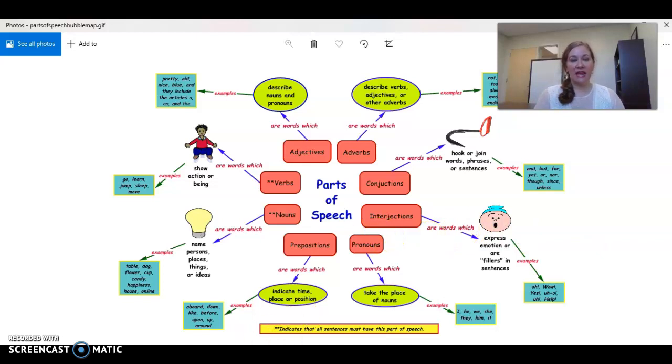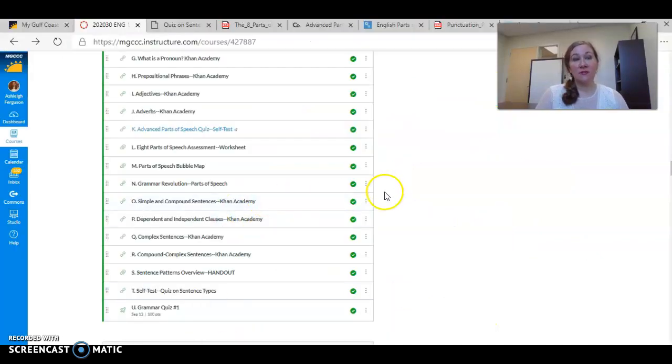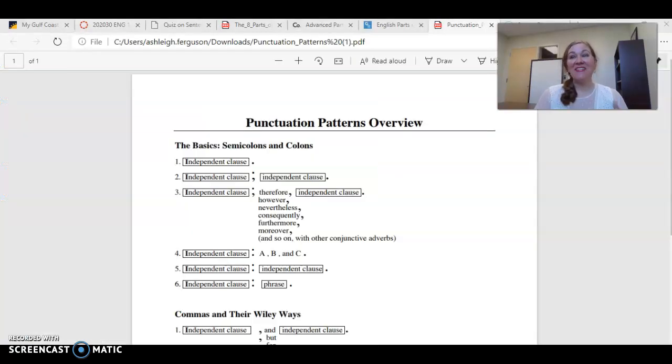Also, when we go back to Canvas, you're going to notice there is something else. I have something that overviews the sentence patterns. This is letter S, okay? And when you click on that, you're going to notice it has a really good visual of the different sentence structures, like the simple, the compound, the complex, the compound complex. What I like about this handout is it tells you, okay, if you have an independent clause, these are the different ways that you could punctuate it.